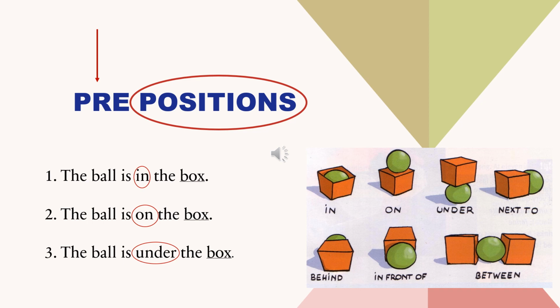Let's look at a few sentences. First one, the ball is in the box. So in is the preposition and it is coming before the word box. Again, the ball is on the box. On is the preposition. The ball is under the box. Under is the preposition. And in all the cases, it is coming before the word box or before the object.